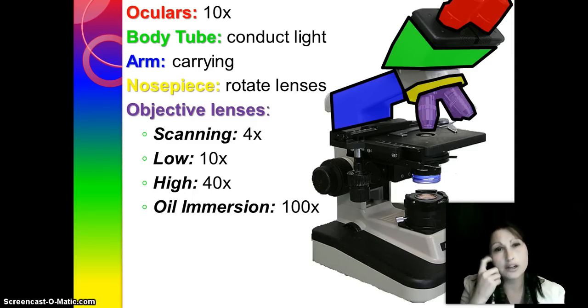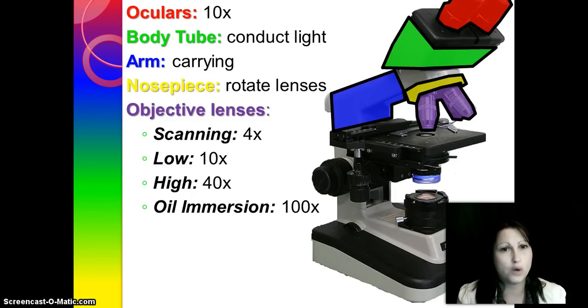Remember we said the ocular magnification couldn't change? We can change the objective lenses. So our shortest tube is going to be the scanning lens, and that's going to be 4 times magnification. Next up is the low power lens, which is 10 times magnification. High power is 40. And then oil immersion is 100 times.